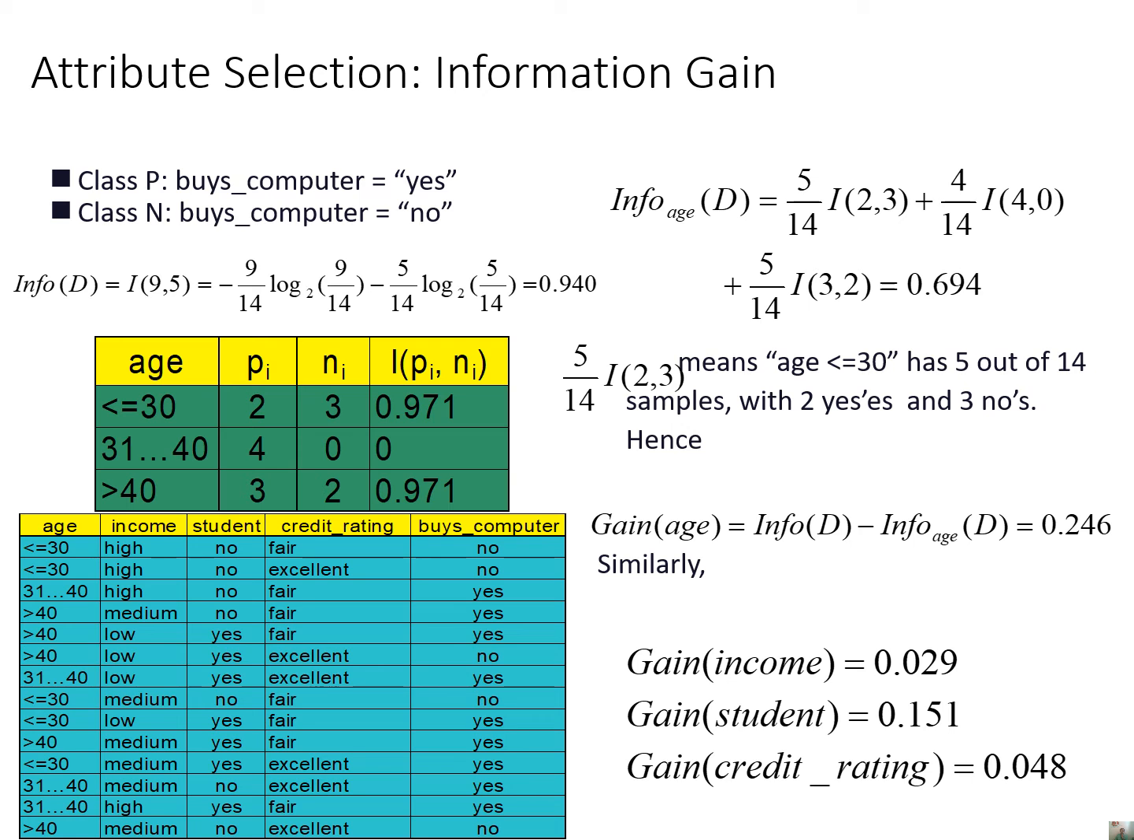So we have to use this information for the age, and the main attribute is here, 0.940. This is 0.940 and for the age there is 0.694. Once we subtract, we'll get the information gain for the attribute age, and that is 0.246.